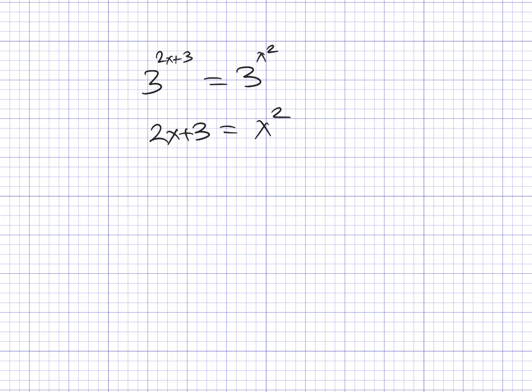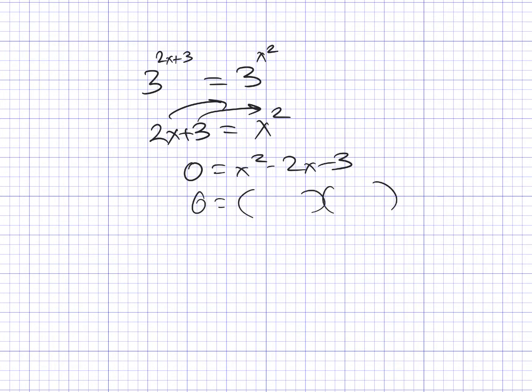And you should notice you have a trinomial there. So 0 equals x squared minus 2x minus 3. Okay, so now we factor. So x minus 3, x plus 1. You should be that fast at your factoring. Practice, practice, practice. So x is either 3 or negative 1.